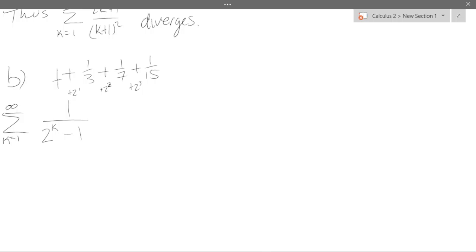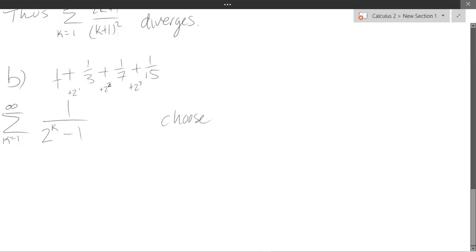Comparison test. What do you think is a good limit comparison test? What is a good bk to compare to? So I like 1 over 2 to the k. Why is that good? The minus 1 doesn't matter much when k is big. So we're going to choose bk equals 1 over 2 to the k. This choice really involves deciding what's not important and getting rid of it. So you're not necessarily creating a bk. Think of it more like you're throwing away stuff that's not important. So it's almost like a pruning exercise. You're throwing away that minus 1, which doesn't matter when k is really big. So I'm going to get rid of it.